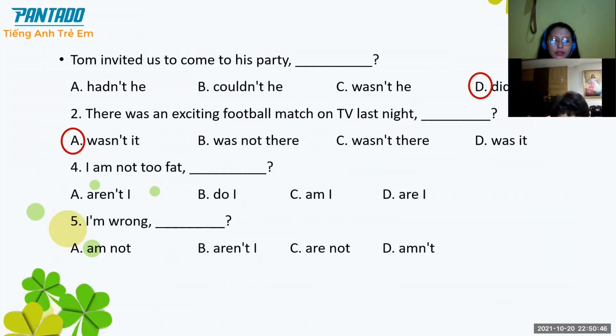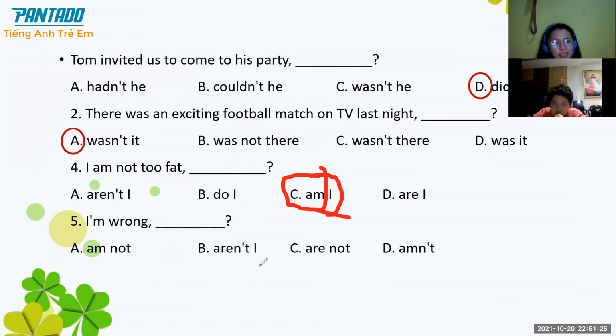I am not too fat. C. Yeah, that is C. Okay, yes, that is C. Am I? Oh, this one is the answer. How about number 5? I am wrong. Okay, number 4 is, I'm not too fat. Am I? So for number 5, I am wrong.